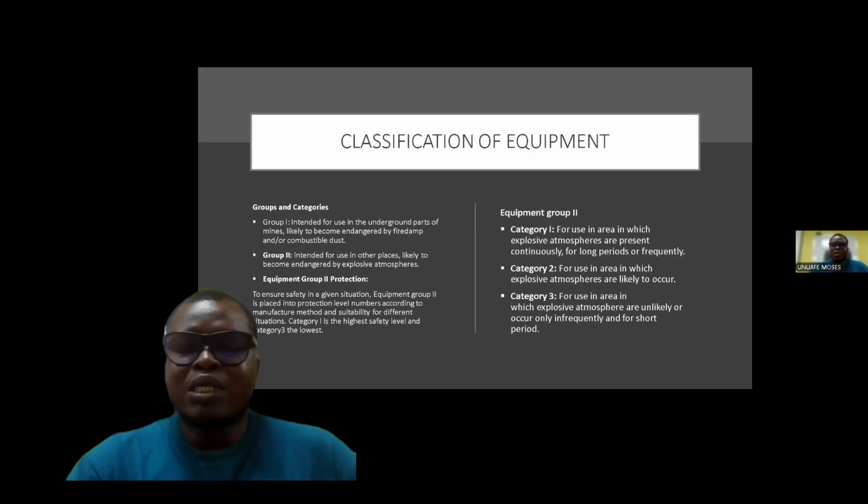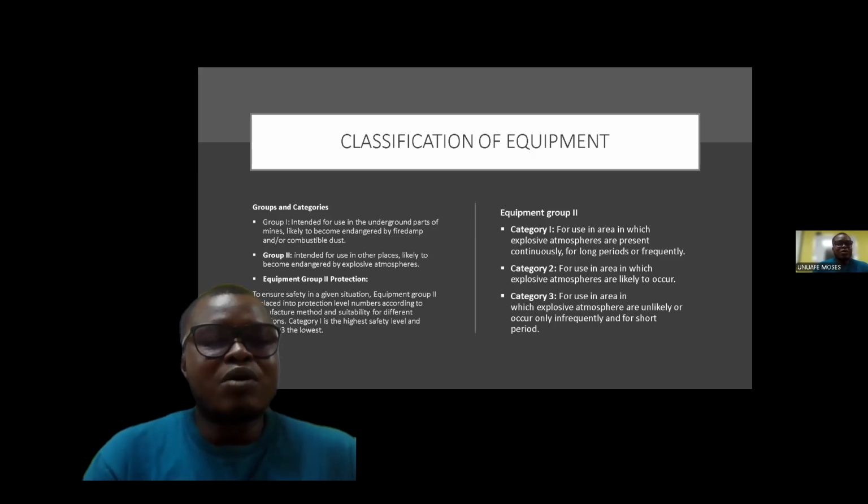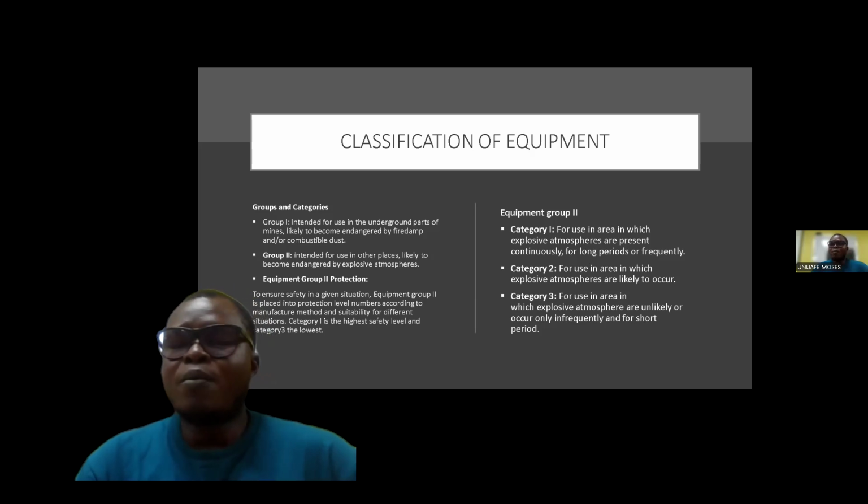Another factor that we need to consider in this hazardous equipment rating is the category of the subgroup. Equipment is categorized into two groups. The first group is intended for use in underground parts of the mine, likely to become endangered by fire damp or a combustible dust that is underground. So now, the second group is intended for use in other places, likely to become endangered by explosive atmosphere. This is not underground equipment.